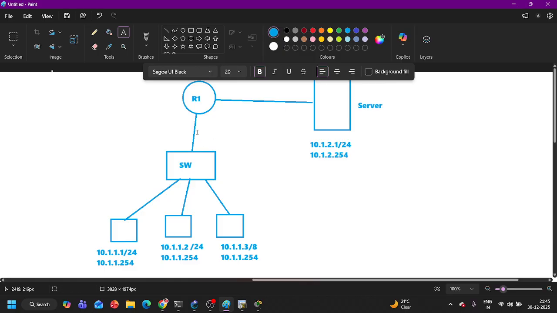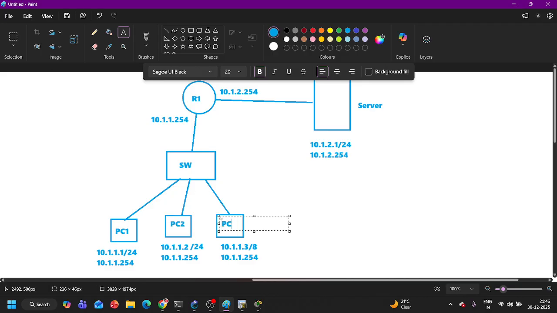Server, right? Default gateway IP 10.1.2.254. Okay, and here 10.1.2.254. Tell me, can PC1 ping the server? Can PC1 ping the server? Yes, sir. Definitely yes, right?